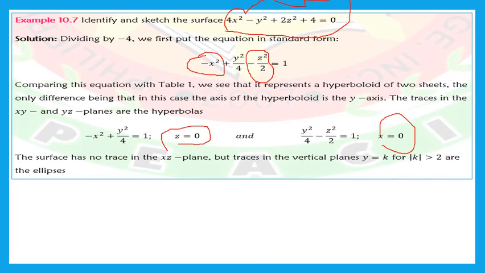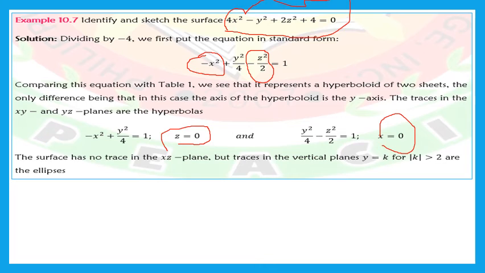Bakit? Kasi walang formula na negative x. Kung ilet natin na 0 si y, we are left with negative x squared minus z squared over 2 equals to 1. So, walang formula na nagsatisfy, no? Wala. Hindi siya kasama sa conic section. Hindi siya hyperbola. Hindi din siya ellipse.